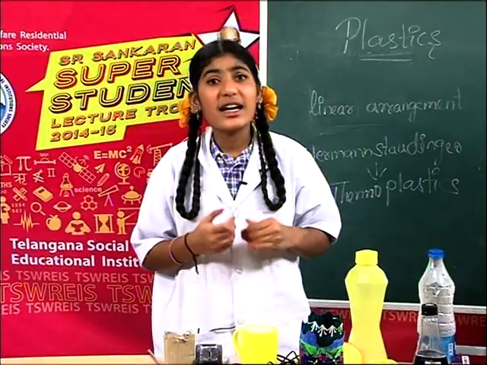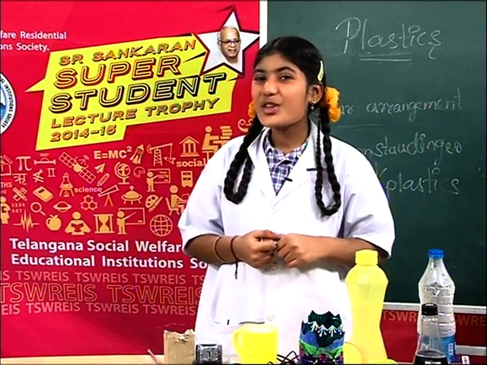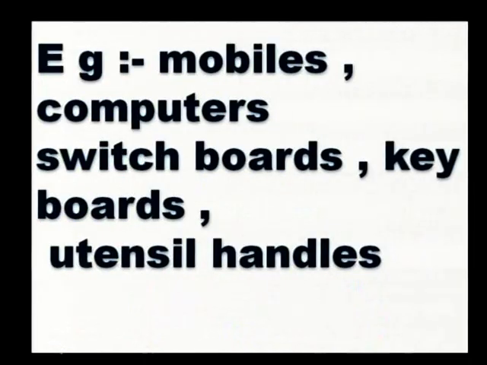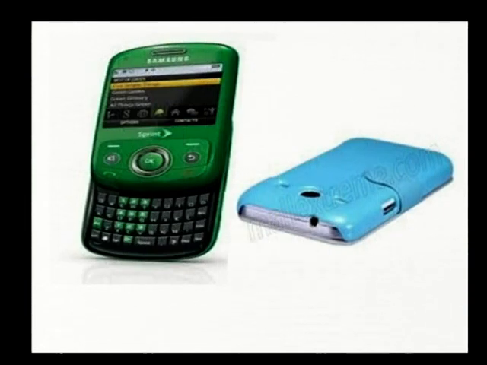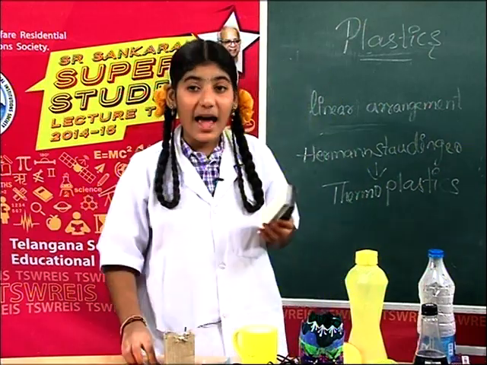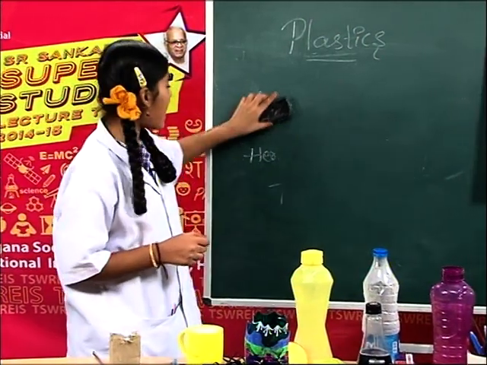So friends, let us see some more examples of thermosetting plastics now. See the screen, friends, follow with me. Like some tables, torches and mobiles like this. So friends, these all are the examples of which? Yes, thermosetting plastics. Friends, in thermosetting plastics, we have two major examples. So let us learn what are the two major examples.